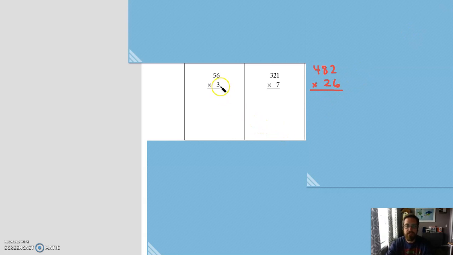So if I have 56 times 3, what would make the most sense for me to multiply? Well, I could double 56 and then multiply it that way. I could do the double and halving strategy, okay? Or I could just do the one that we've been practicing the whole year, the area model.